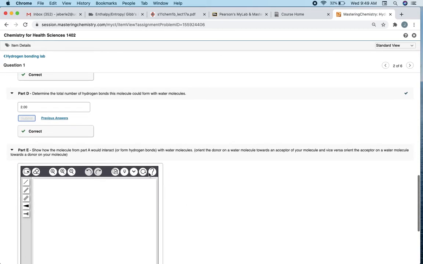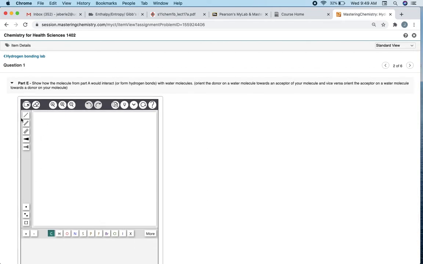And then E is probably the most complicated part for some of these problems. It says show how the molecule from part A would interact or form hydrogen bonds with a water molecule. Orient the donor on a water molecule, which is the positively polarized hydrogen, towards an acceptor on your molecule, and vice versa, orient an acceptor on a water molecule with a donor on your molecule. Well, we don't have any donors here, so we're just going to do the first part. And we'll do that twice, one for each lone pair on oxygen.